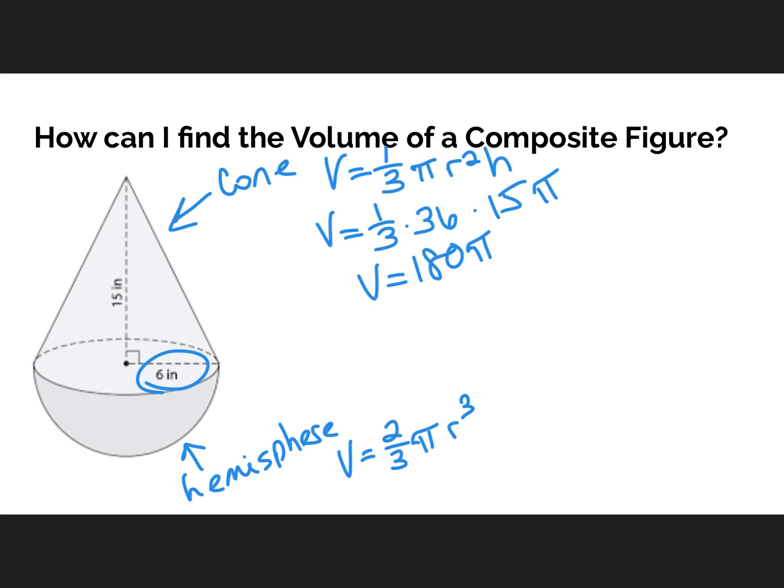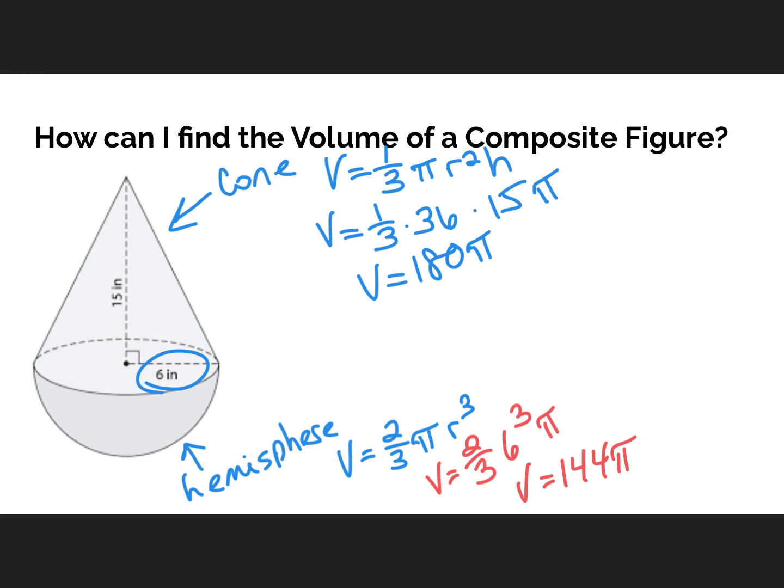Okay, down here my hemisphere, and I'm going to use a different color just so you can tell, is 2/3 pi times our radius cubed. Again, my radius is 6, so my volume is 2/3 of 6 cubed times pi. 6 cubed is 216. So our volume equals 144 pi.